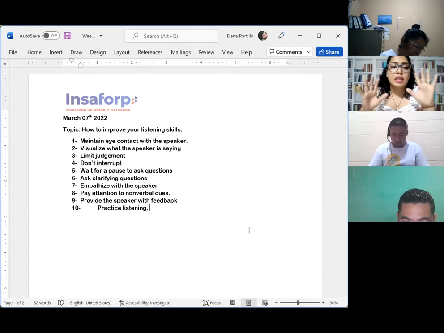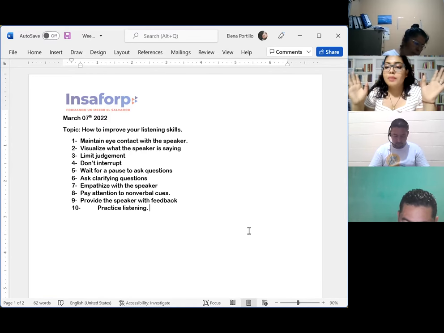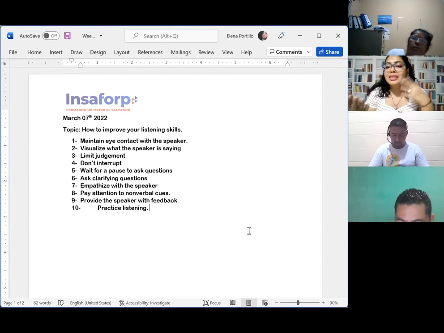Here we have a list of 10 things that we have to do to improve our listening skill when we are talking with people face to face in some cases. Nowadays, we know that we have this kind of communication through the screen of a computer or a cell phone or some electronic devices. But we know that at some point, we are going to have this kind of communication face to face again.